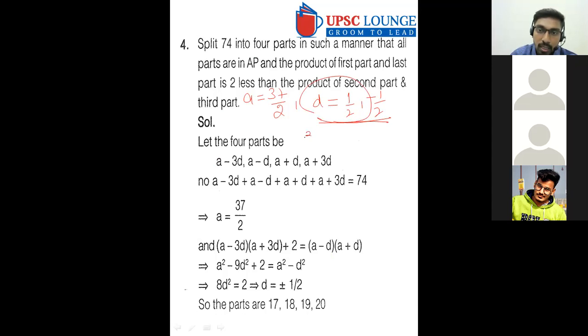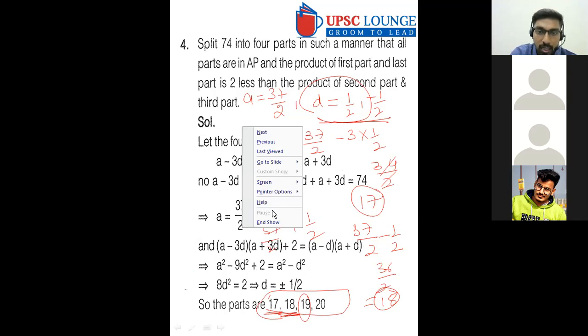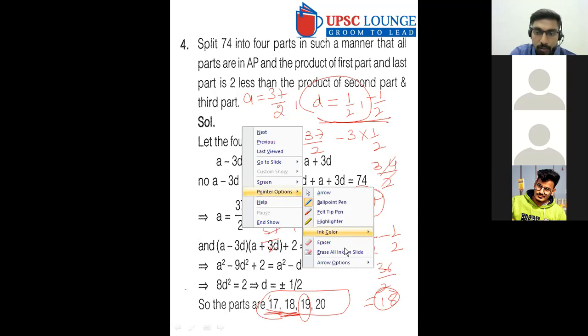So 37 by 2 minus 3 into 1 by 2, that is 37 by 2 minus 3 by 2, that means 34 by 2. So 17 will be your first term. After that, A minus D, 37 by 2 minus 1 by 2, that means 36 by 2, which equals 18. Second part is this. Again A plus D, that means 37 by 2 plus 1 by 2, 38 by 2, 19. So 17, 18, 19 and 20 will be your answer. Is it clear or not?